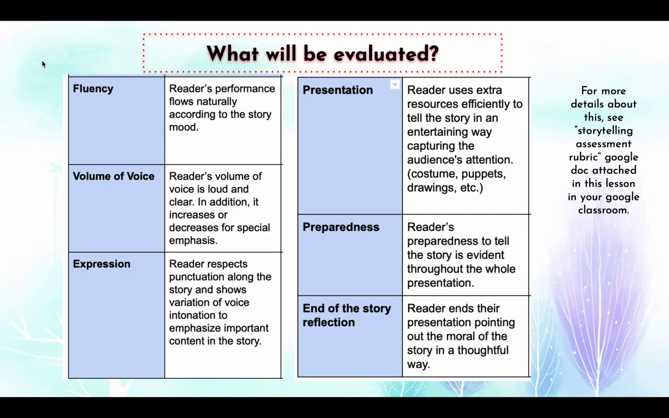Evaluation. Here you have the aspects we will take into consideration to assess your work. The aspects are the following: fluency, volume of voice, expression, presentation, preparedness, and an end of the story reflection. For more details about these, see the Storytelling Assessment Rubric Google document attached in this lesson in your Google Classroom.